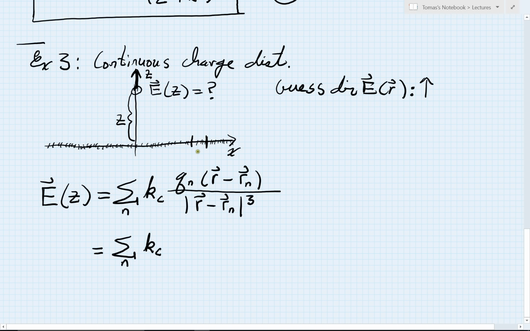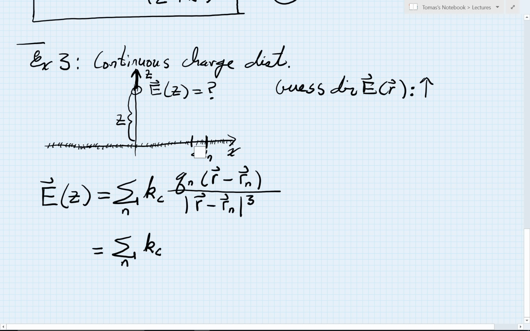Here, let's take a little chunk of my wire. Maybe that chunk will have a width delta xn. All the charges in this wire are essentially, especially when I take the limit that this goes to 0, at the same distance and angle from the point where I'm calculating the field. So all the little charges in here have, in essence, the same effect. So I'd like to lump them together in these tiny little chunks.